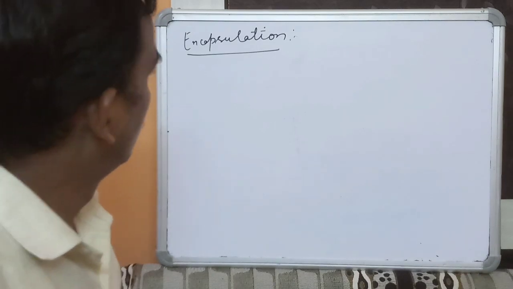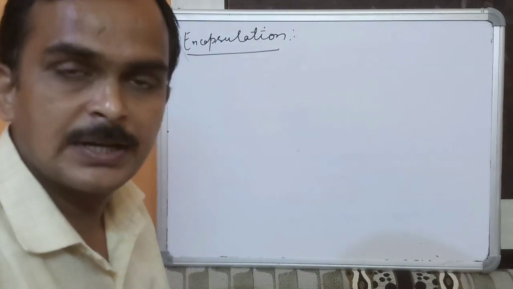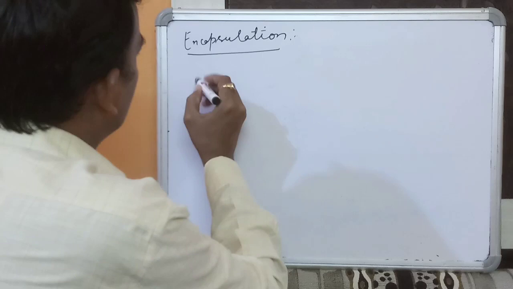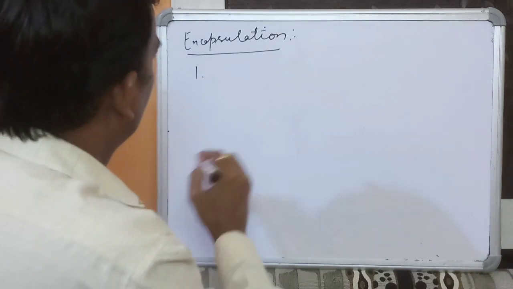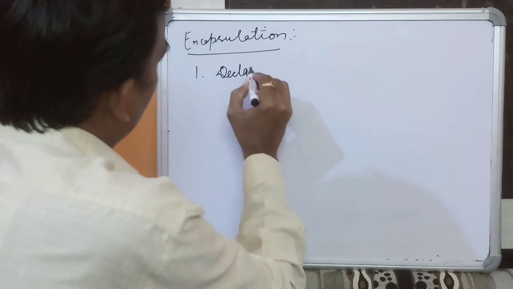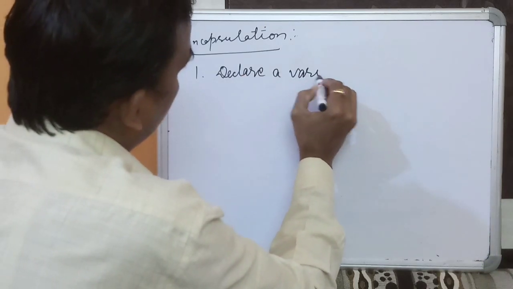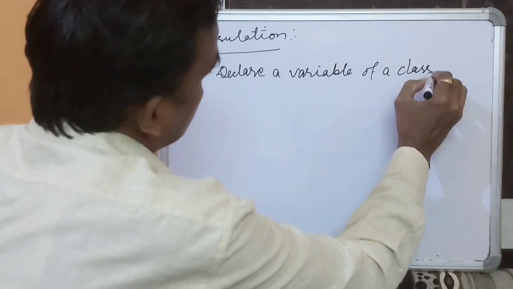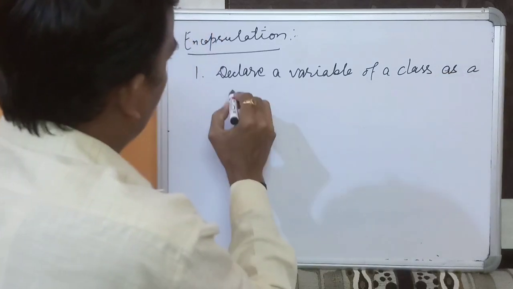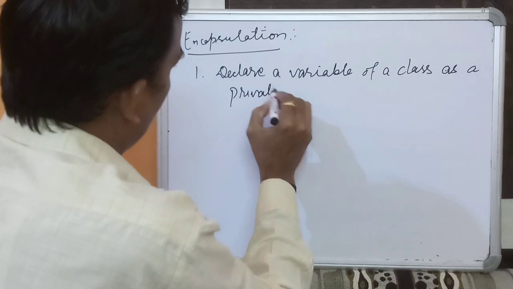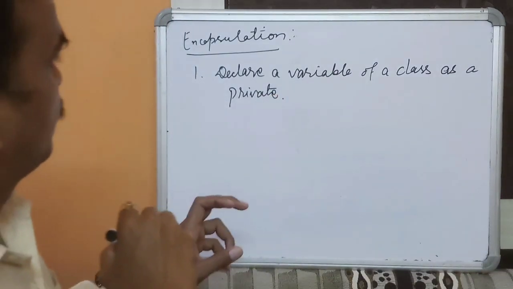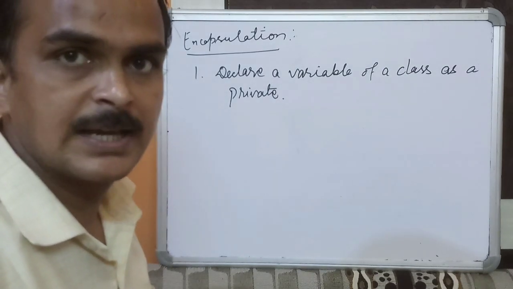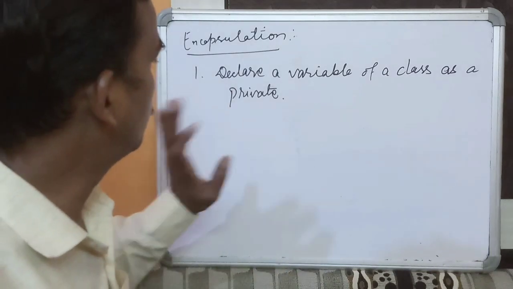To make an encapsulation, we have to fulfill two basic rules. So what are these? The first rule is to declare a variable of a class as private. First we have to create a variable, and declare that variable inside a class as private. That is the first condition that must be fulfilled.